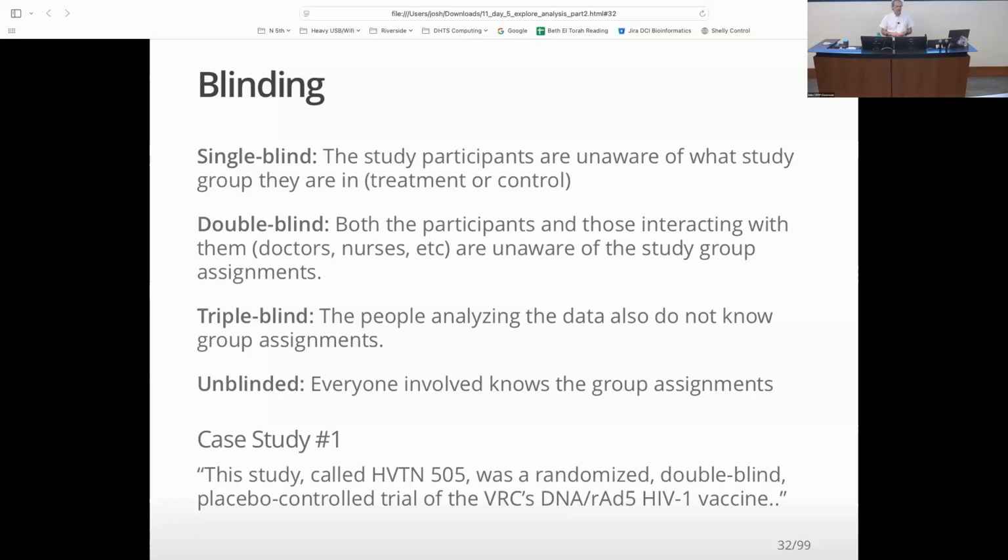We don't want the healthcare professionals to treat patients based on the intervention outcomes, right?